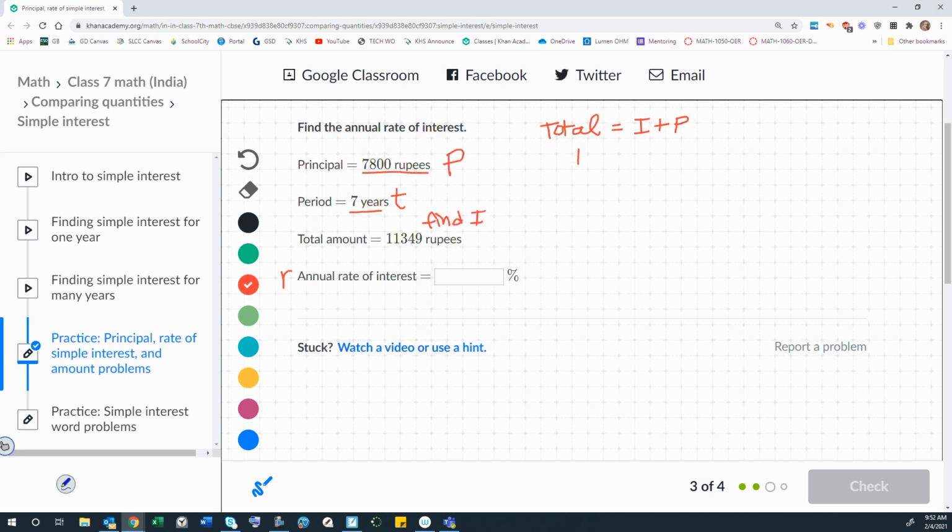So to find I, we're going to go I is equal to the total, subtract the principal. So the total in my problem is 11,349. And the principal in my problem is 7,800. So if you're doing a problem with different numbers, use your numbers. So 11349 minus 7,800 is 3,549. So that's the interest.